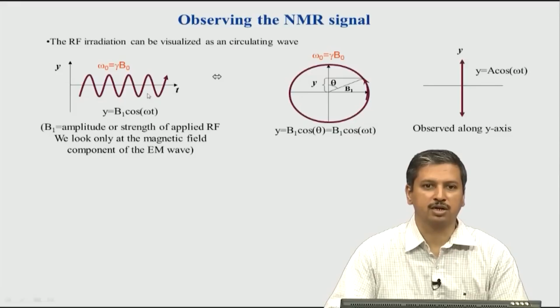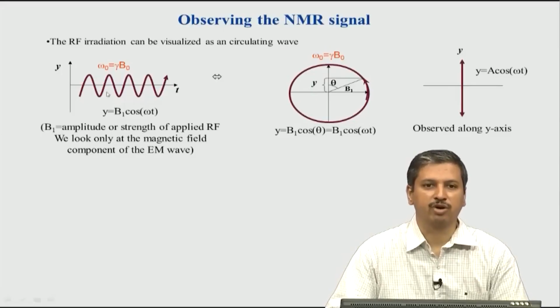This is a standard concept of a wave, and it is given by this equation, where y, the amplitude, is equal to B1, the strength of the radiation's magnetic field, multiplied by cosine omega t. One thing we have to keep in mind here, very important from the NMR perspective, is that every electromagnetic wave, as we discussed in a few last classes, has two components. One is the electric field and the other is the magnetic field.